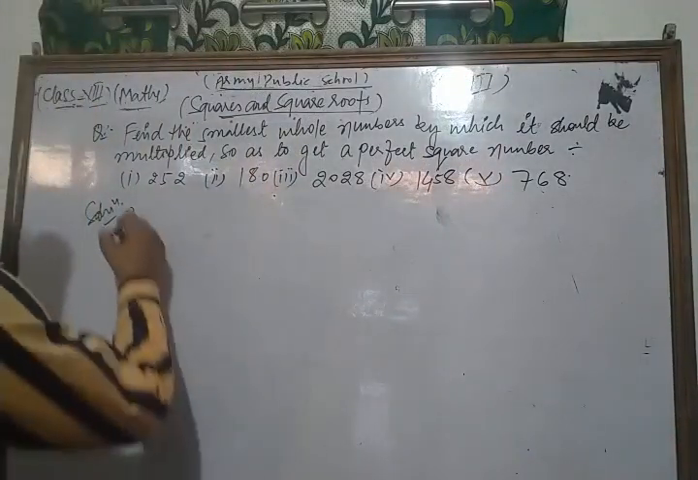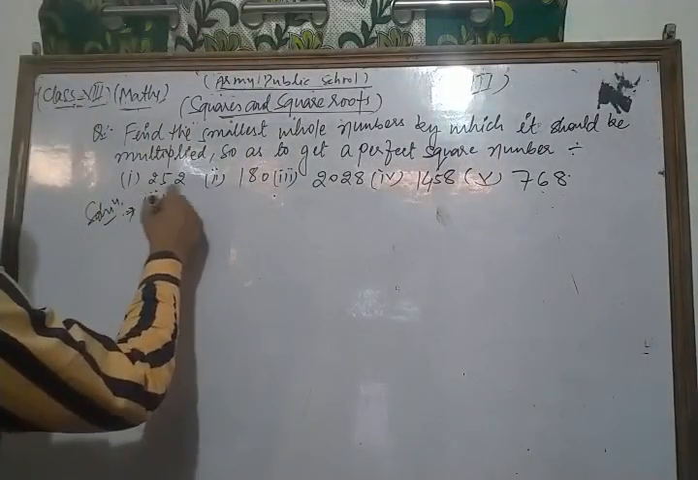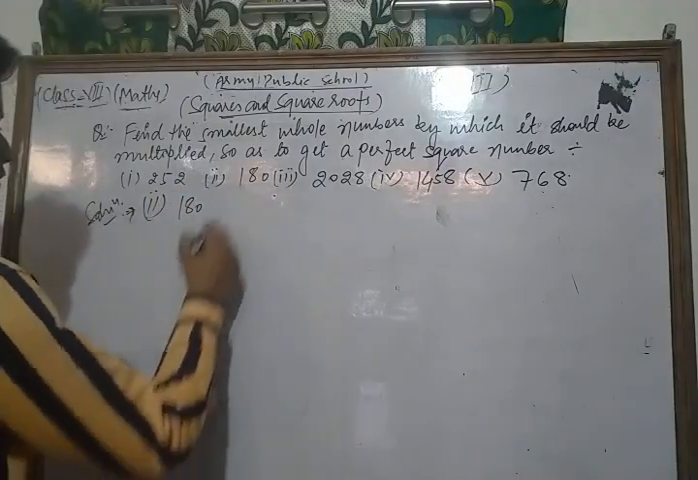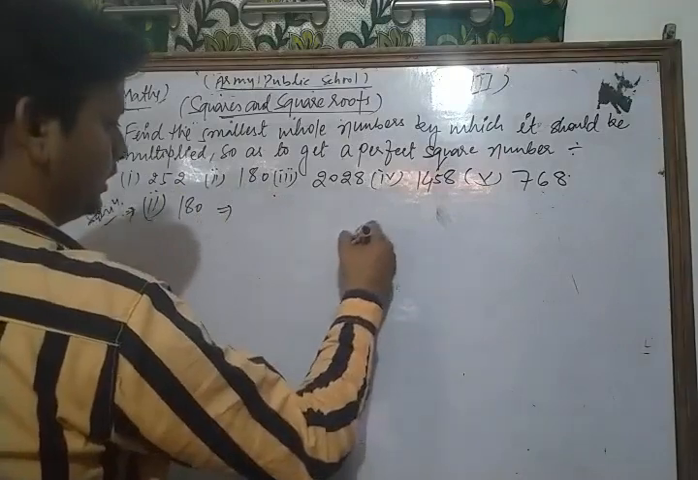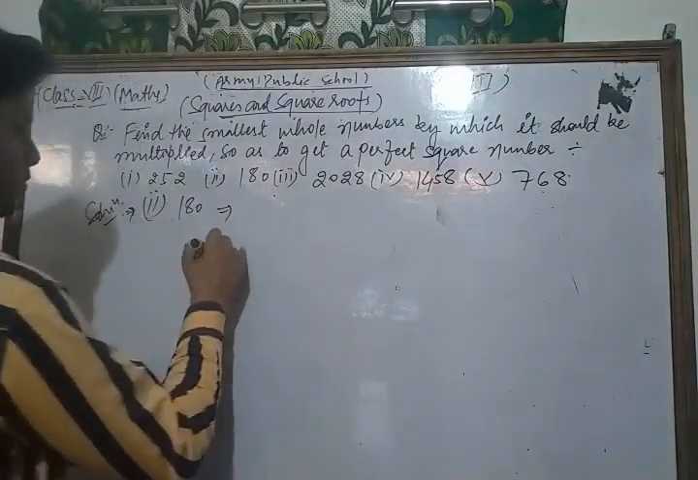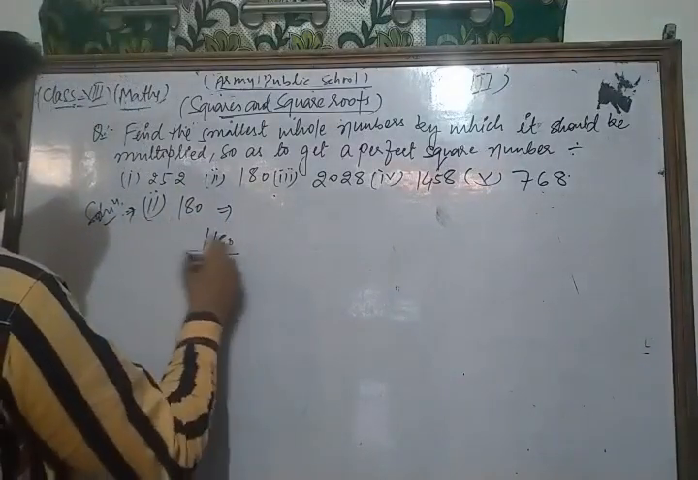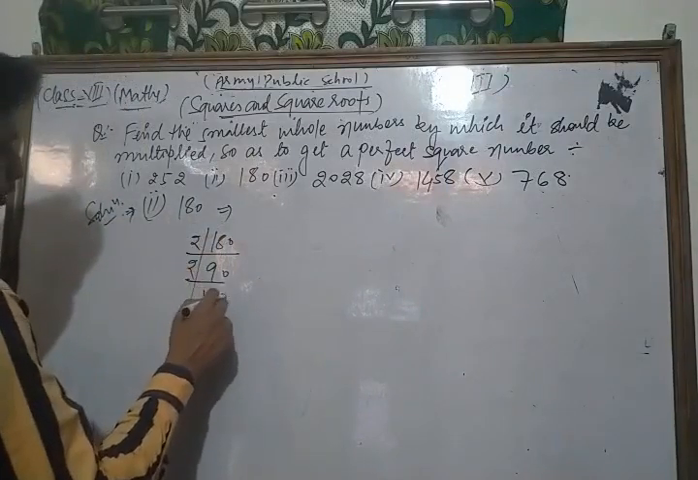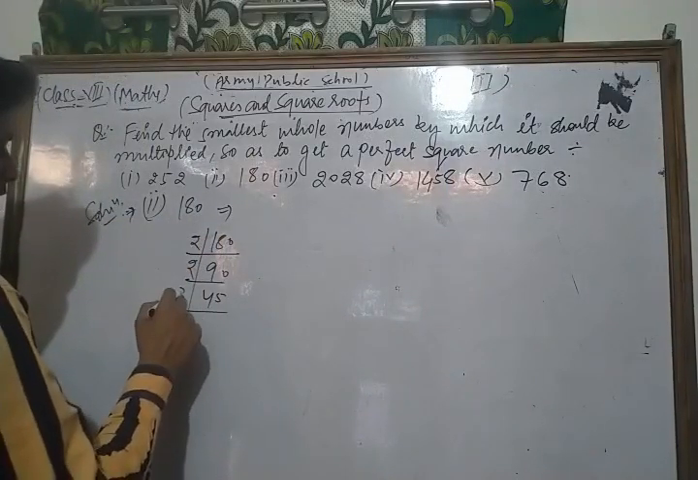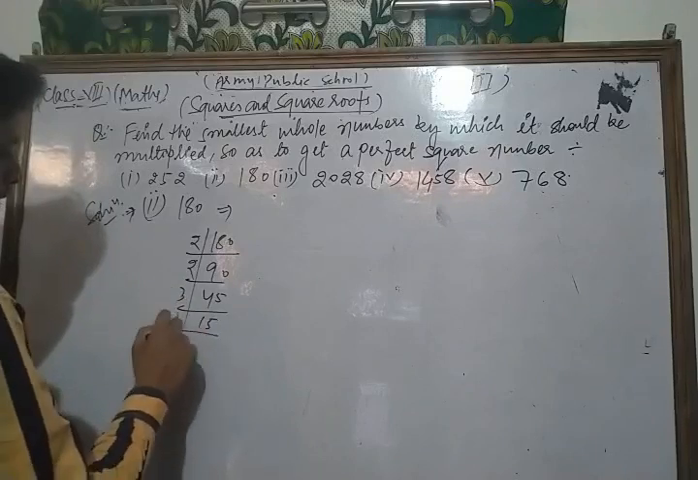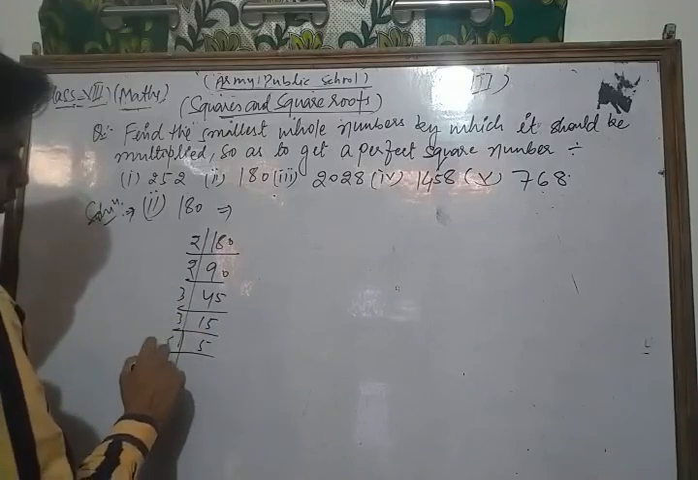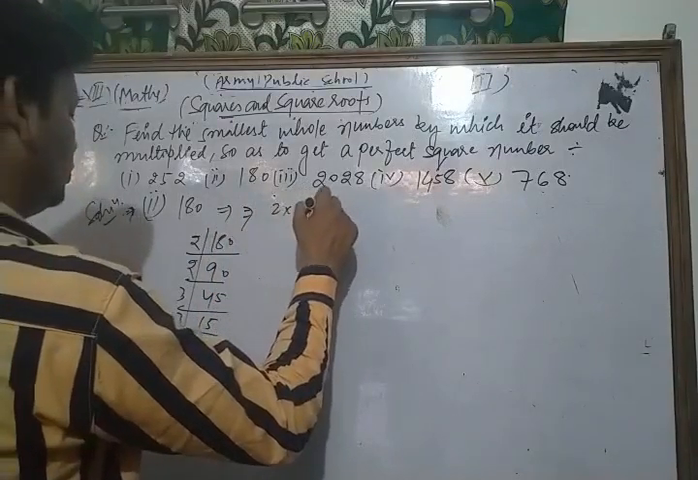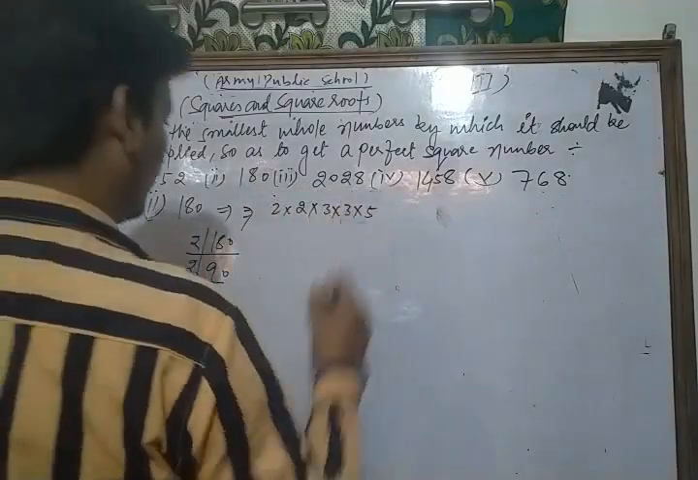Now we take and solve the second part of this question, which is 180. Now we do the prime factorization of 180. So we get, let's see, 2 nines are 90. This is 45. Now 3 again by 3. Now 5. So we get 2 into 2 into 3 into 3 into 5.